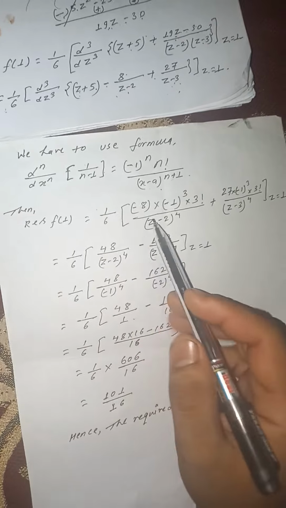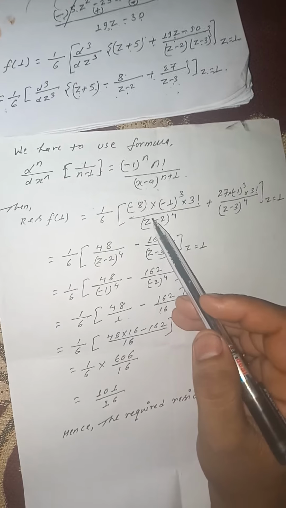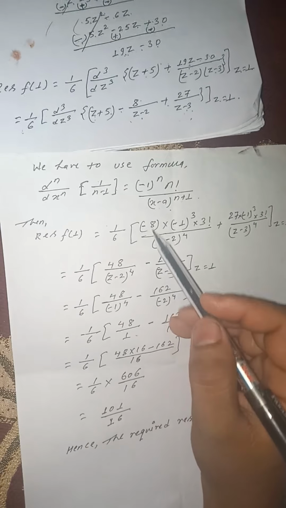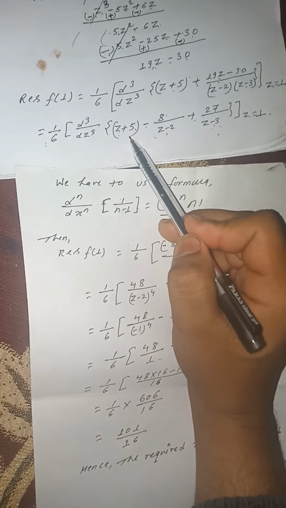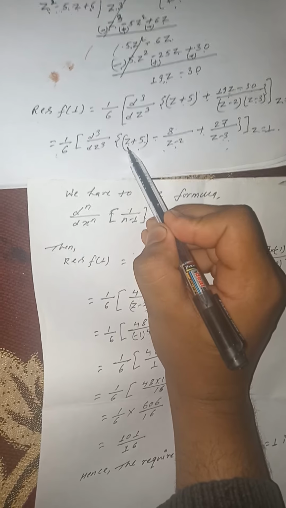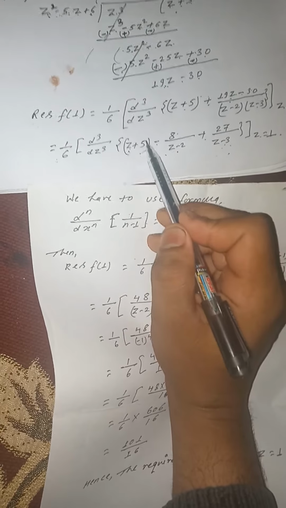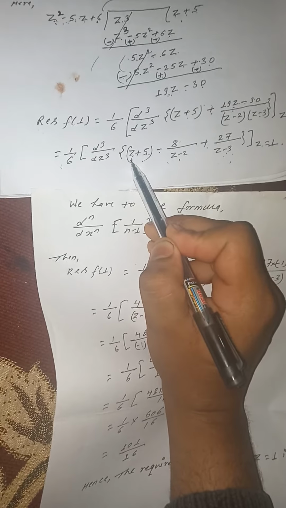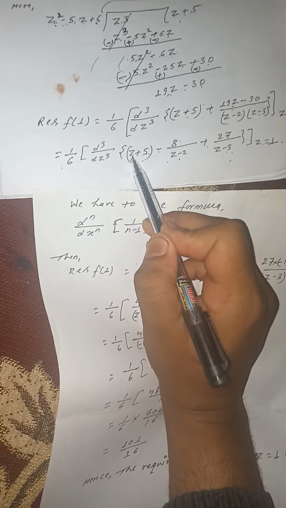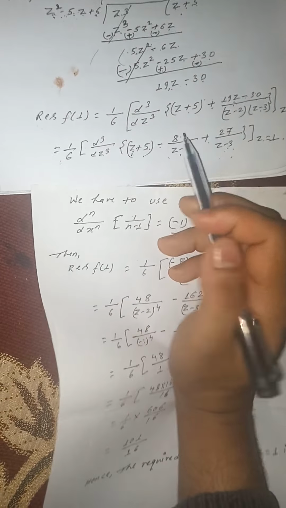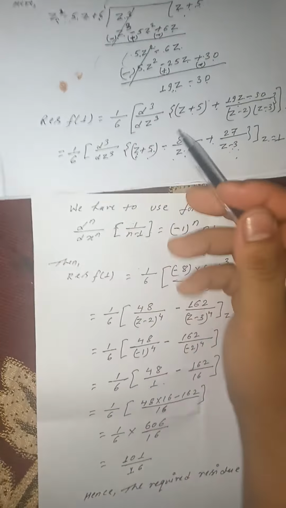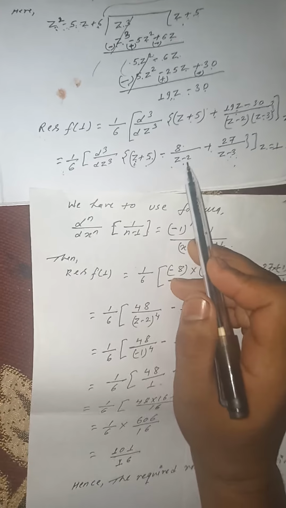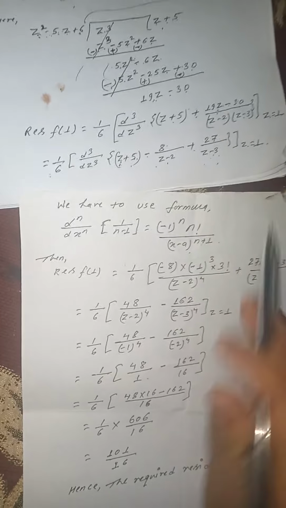Here, when we take the derivative of z plus 5 three times, the first time we will get 1, and this will be 0 because it is constant. The first derivative comes 1, the second time it will come 0, and the third time also obviously 0. That's why this part will be removed from here. So the remaining part is 8 upon z minus 2 and 27 upon z minus 3.